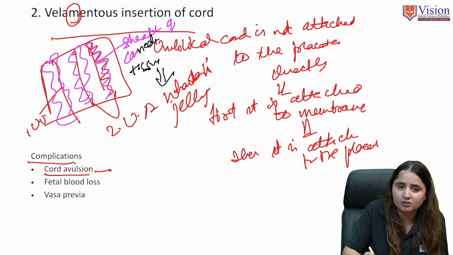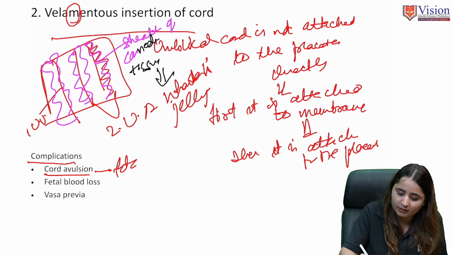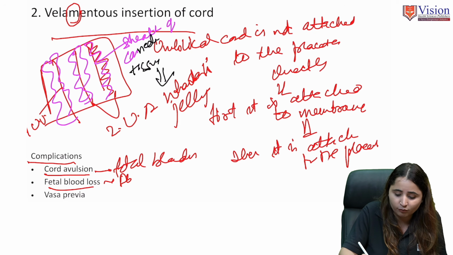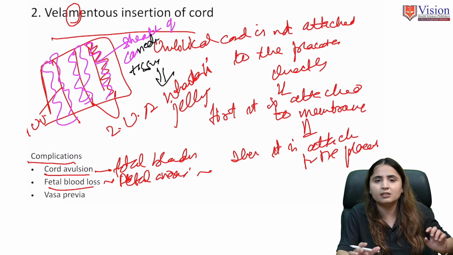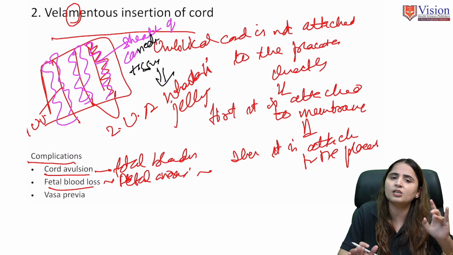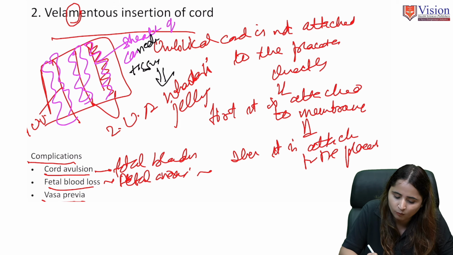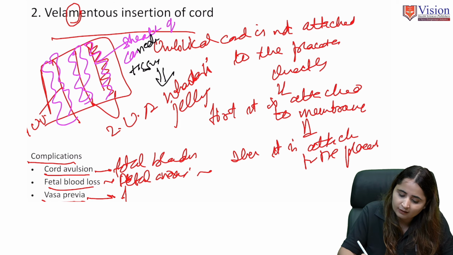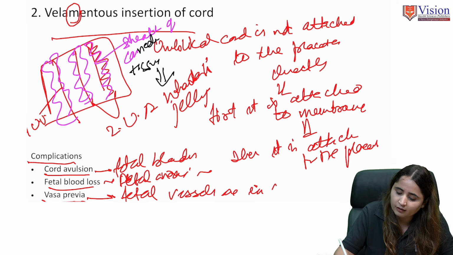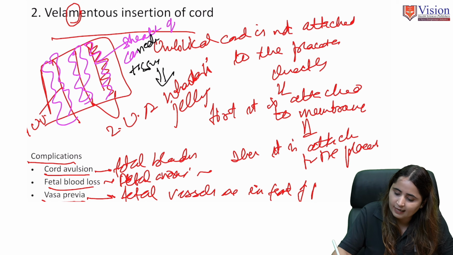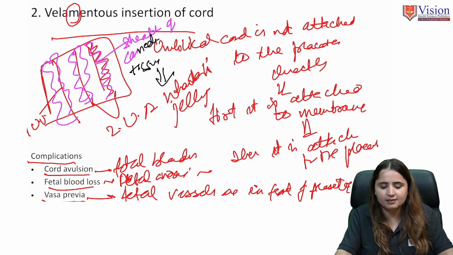First is cord avulsion. Cord avulsion will lead to fetal bleeding. And when there is fetal blood loss, it will lead to fetal anoxia and in some conditions to fetal death. Another major abnormality is vasa previa. What is vasa previa? When the fetal vessels are in front of the presenting part. Okay, clear? Velamentous insertion.